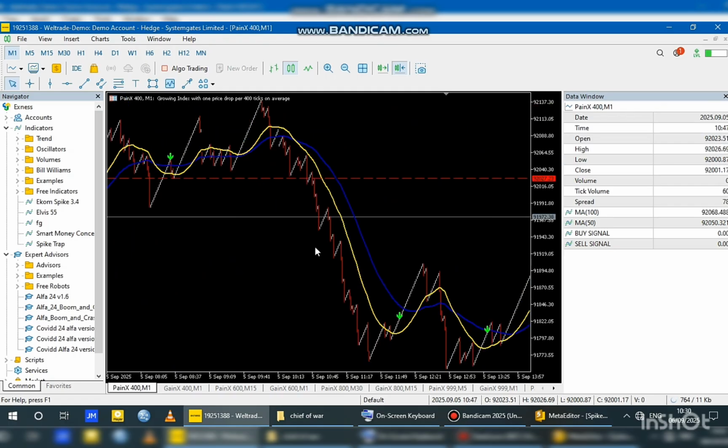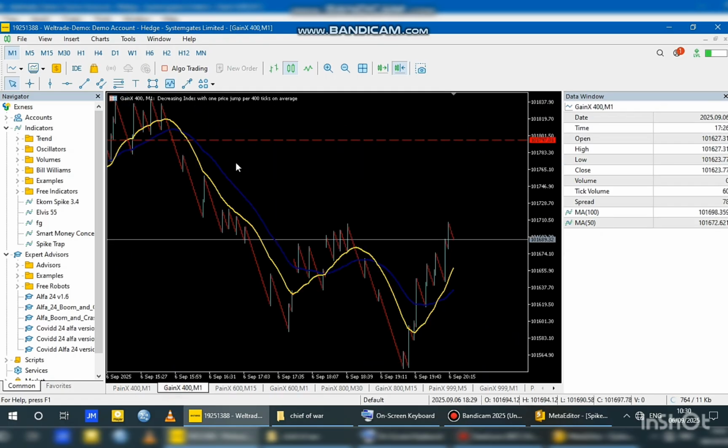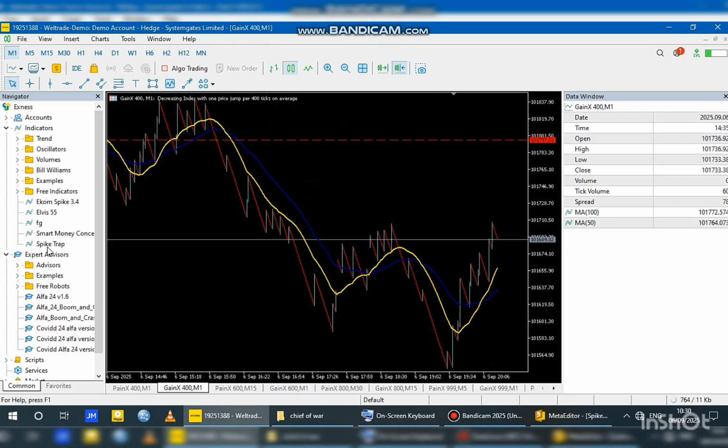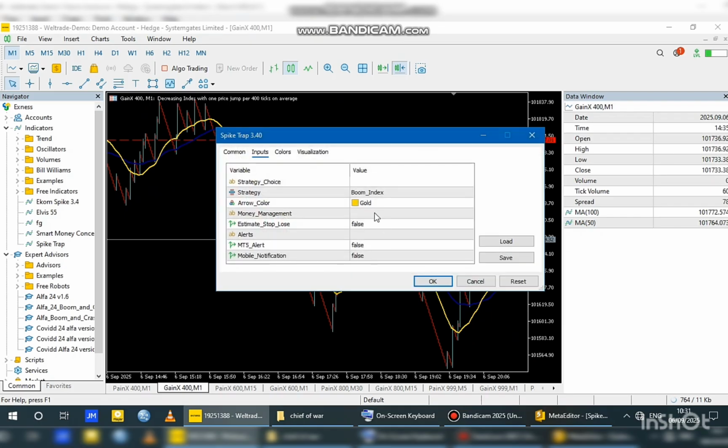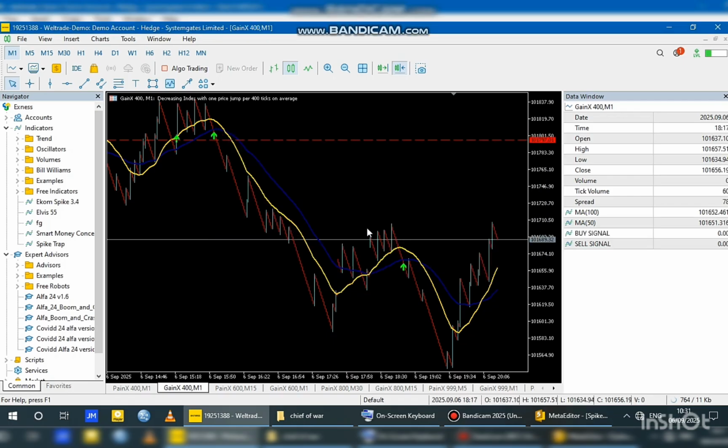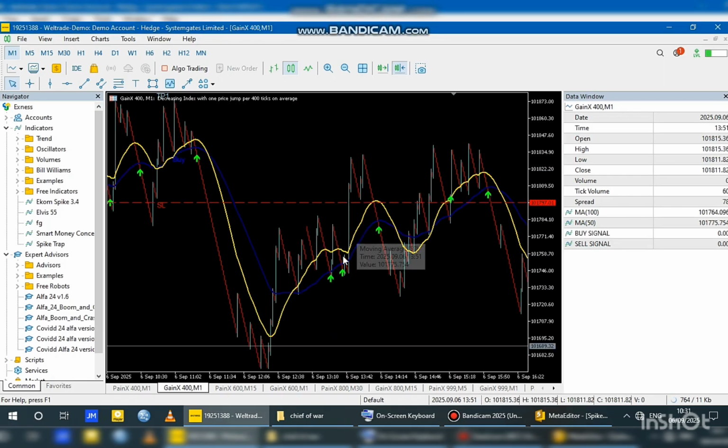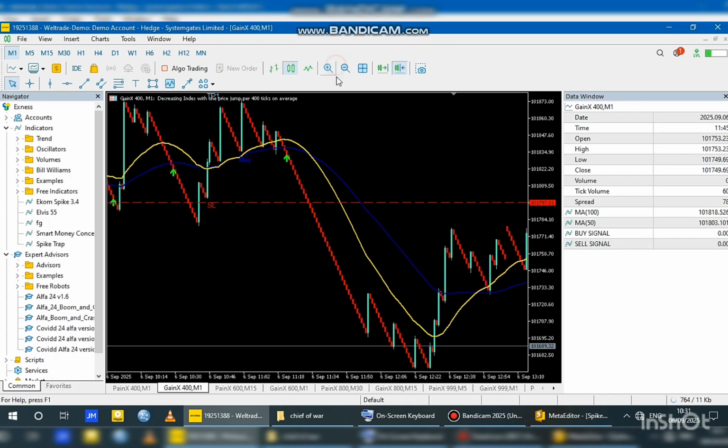Then it will go to a gain index. You attach the indicator. The settings are the same, but this time around, since it's a gain index or a boom index, you choose boom. You activate it, and it will mostly give signals when the market is trending upward. You take a signal when the market is trending upward.